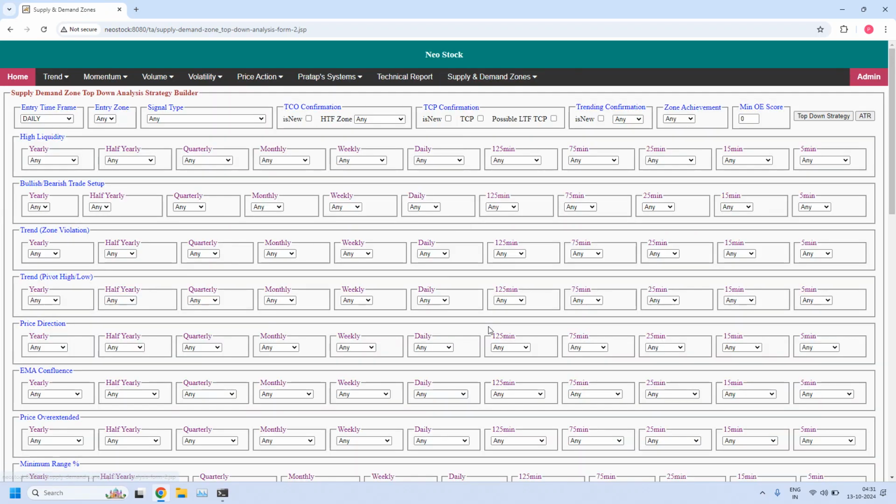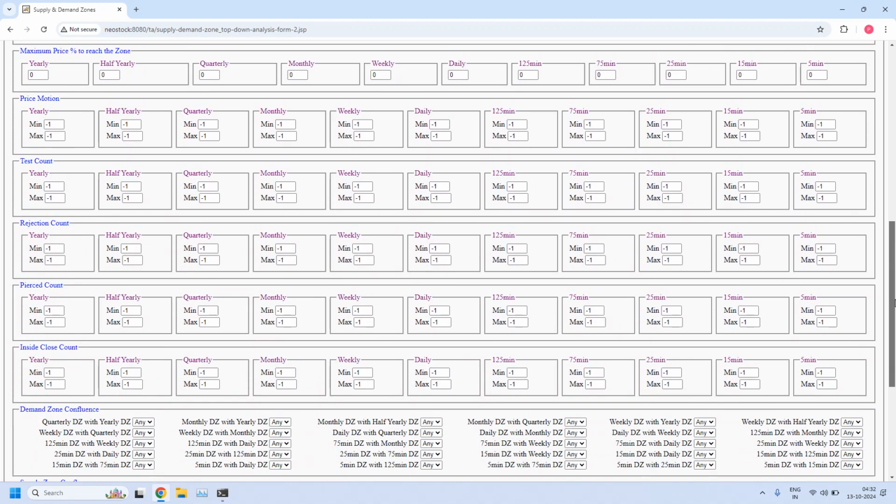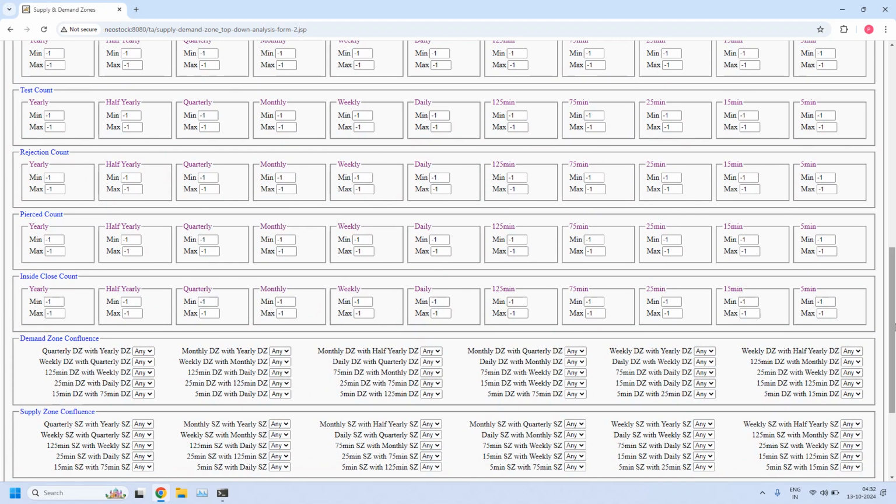So next report, supply zone confluence in weekly time frame. Let us look for LTF, ITF, HTF confluence. That is in supply zones. That means the weekly supply zone should be having monthly supply zone confluence. Weekly supply zone is having quarterly supply zone confluence, and monthly supply zone is having quarterly.